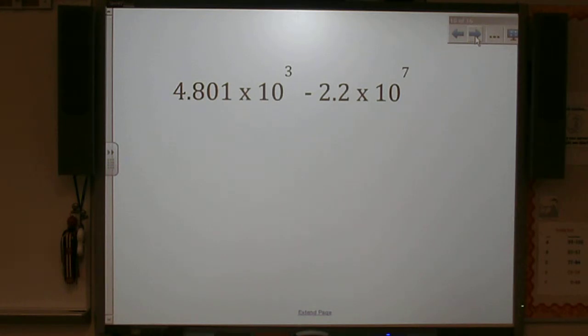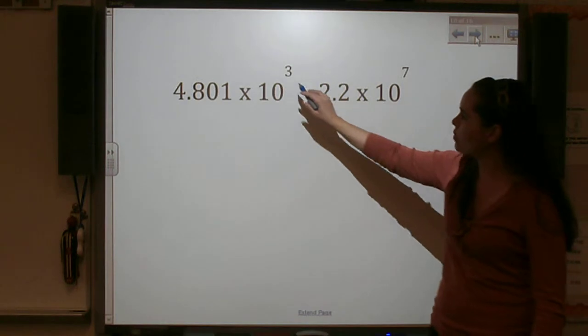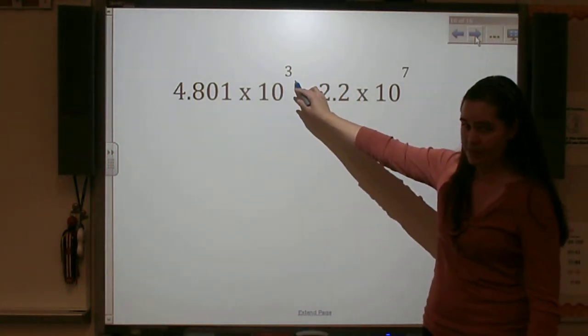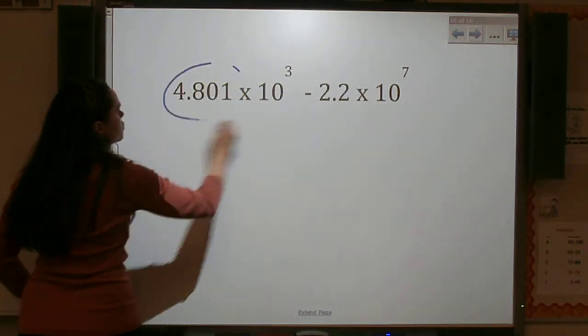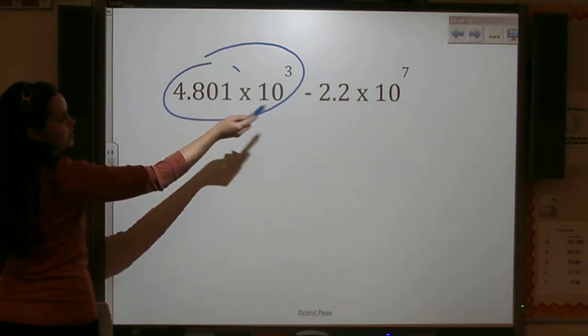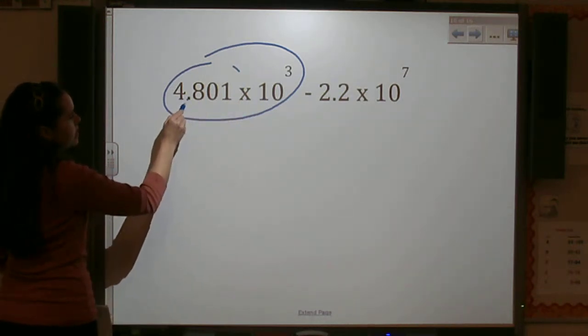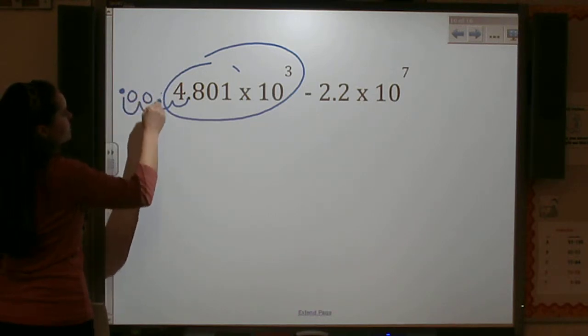4.801 times 10 to the third minus 2.2 times 10 to the seventh. Okay? So I've identified my higher exponent of 7, which means that I want this number to be 7. That means that I need to move my decimal to the left, and I've already done all my work on a separate sheet of paper. So this is the one that I want to manipulate. I'm going to move it, 7 minus 3 is 4, which means I need to move it 4 places. So 1, 2, 3, 4. Fill in my divots with zeros.